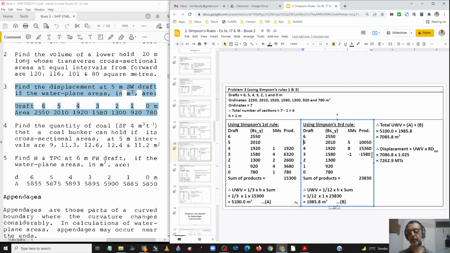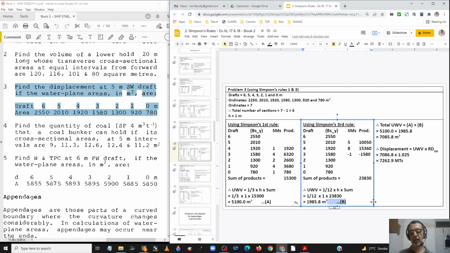And when I add up these three, I get the sum of the products to be equal to 23,830. Therefore, the underwater volume using Simpson's third rule will be 1 upon 12 into H into the sum of products. And when I substitute the values for H and the sum of products, I get that equal to 1985.8 cubic meters, which I'm going to call B.